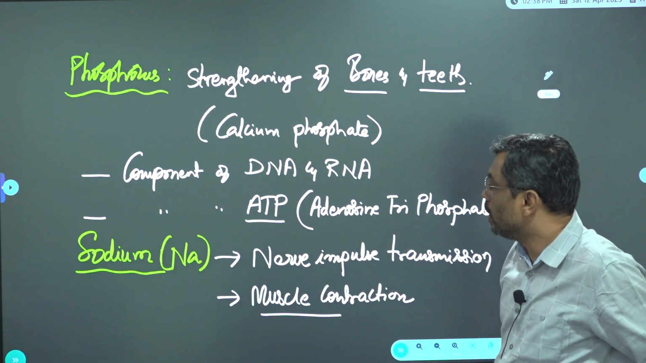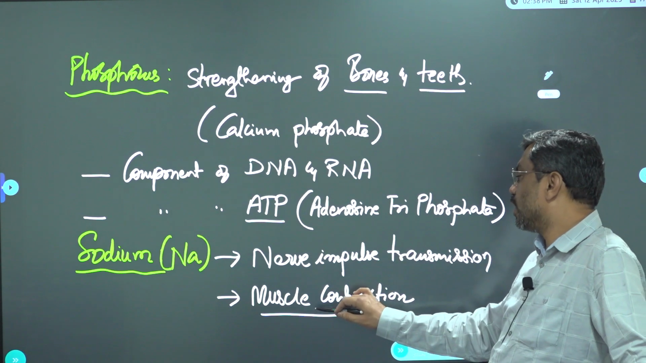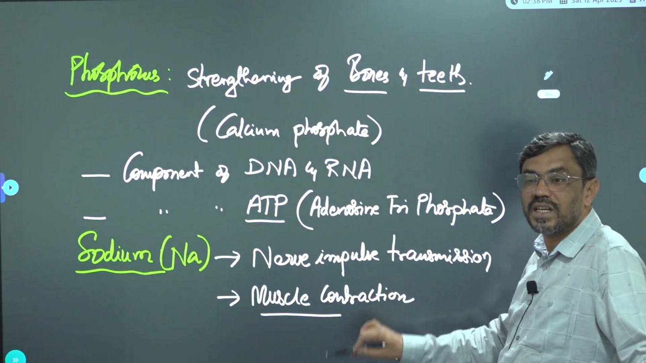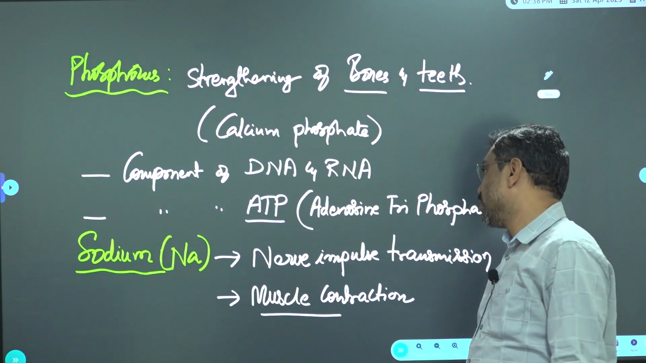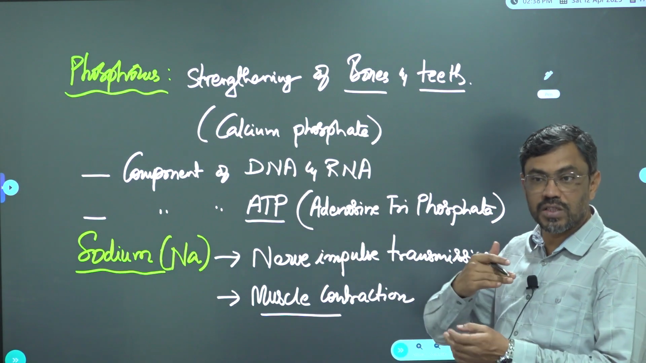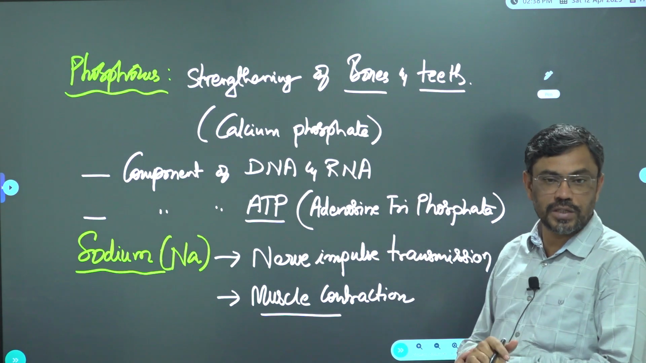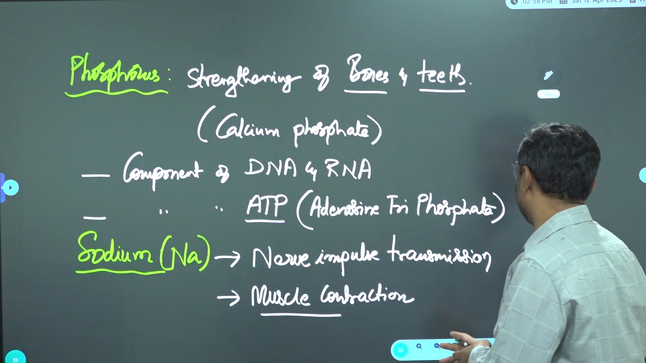So sodium is required for nerve impulse transmission, and it also involves in the muscle contraction process. In the form of sodium and potassium pumps, it transmits the nerve impulses. It transmits the stimulus or information. Is it clear? Right.